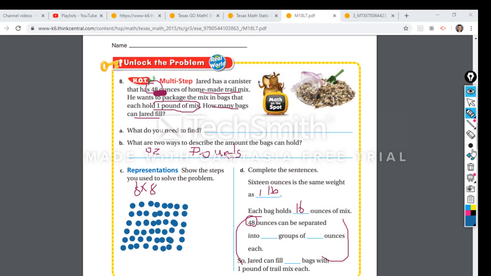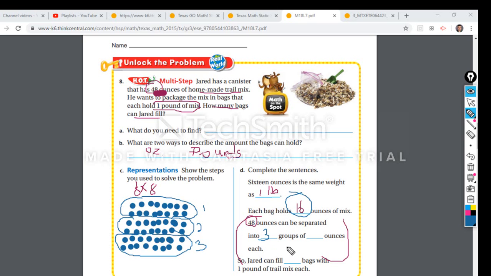And I'm going to use what I know about ounces and pounds to work this out. So I need to make groups of what? Of 16. I know these are 8. So I know 8 plus 8 equals 16. So that's one group. Here's another group of 16. And here's another group of 16. So 48 ounces can be separated into how many groups? Into 3 groups. It's 1, 2, 3.